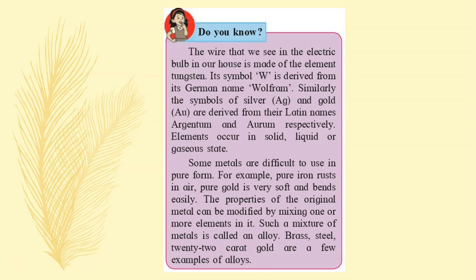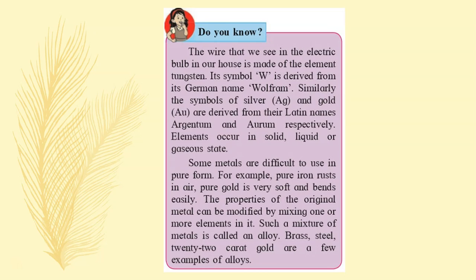Now some interesting things. Do you know the wire that we see in the electric bulb in our house is made of the element tungsten? Its symbol is W and is derived from its German name Wolfram. Similarly, the symbol of silver is Ag and gold is Au, and they are derived from their Latin names argentum and aurum respectively.